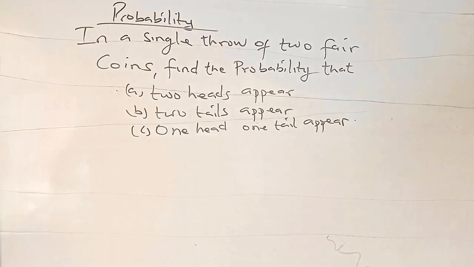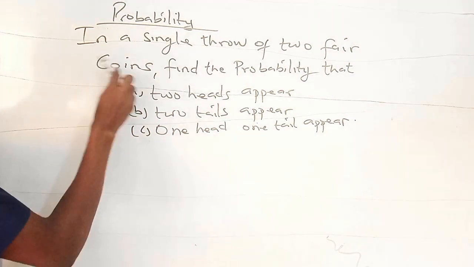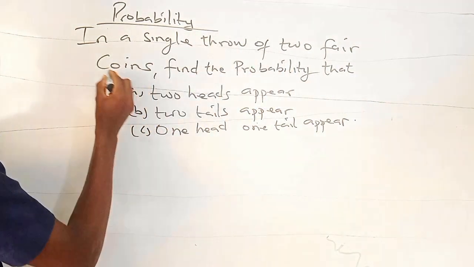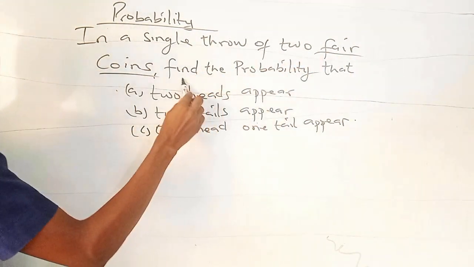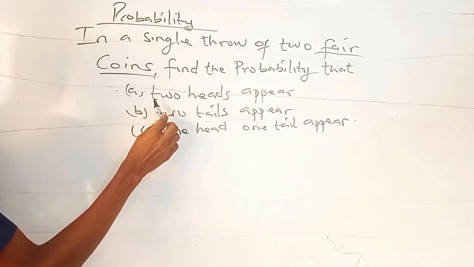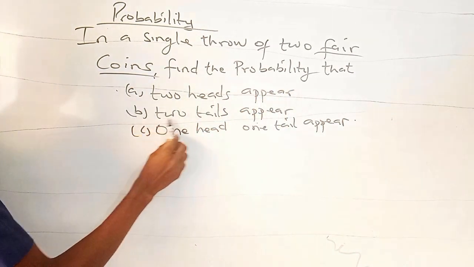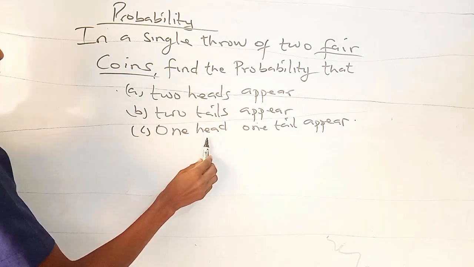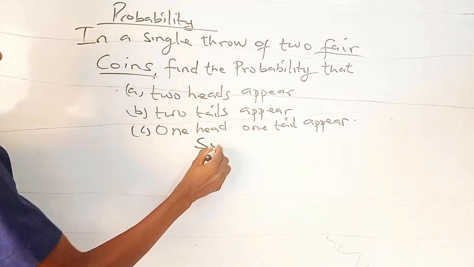The question says, in a single throw of two fair coins, find the probability that A, two heads appear, B, two tails appear, C, one head, one tail appear.